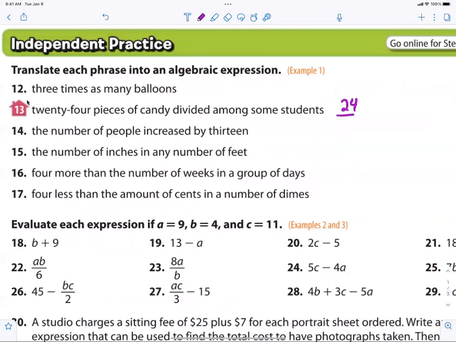Now, remember, we always make division a fraction. Yep, so you're right. 24 divided by X, but that's how I do division. We don't do the division symbol anymore. All right? So 15.